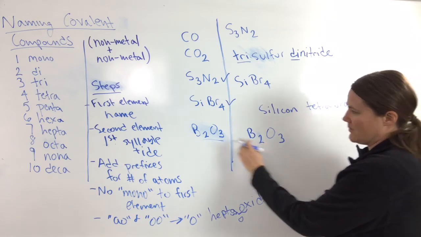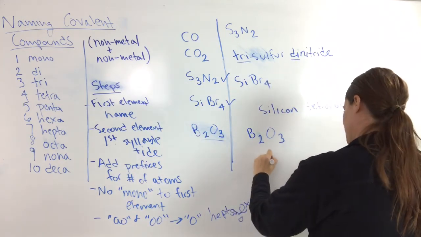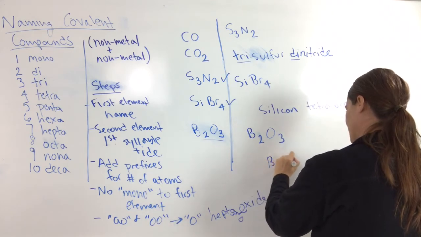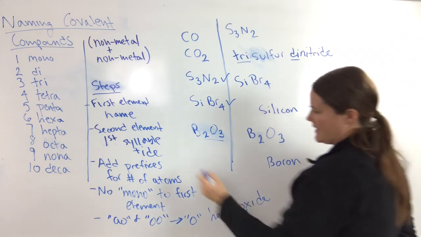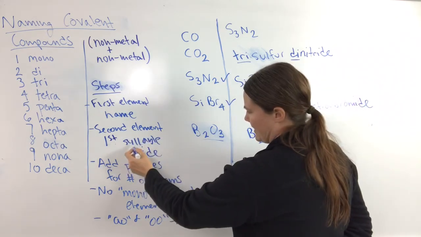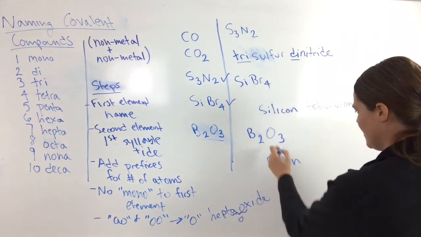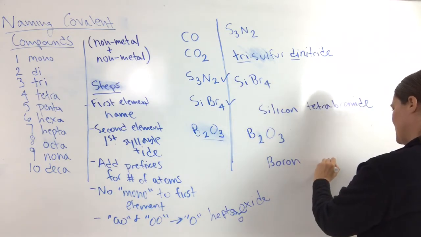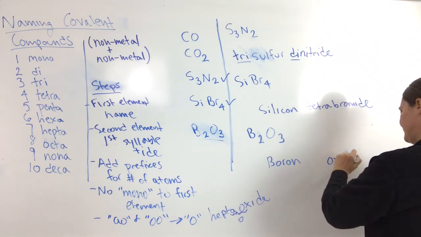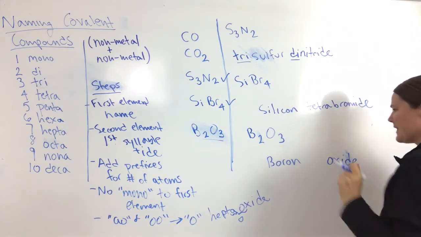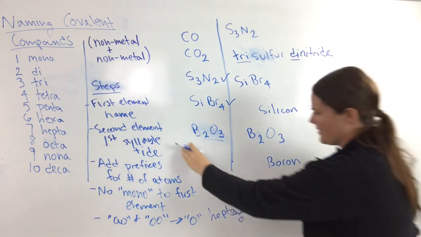And so the first step is to write down the first element name. For this one, the first element's name is boron. And then the next step is to write down the first syllable of the second element plus "ide." We have oxygen, so this is going to be ox-ide. Okay, so we've done the first 2 steps.